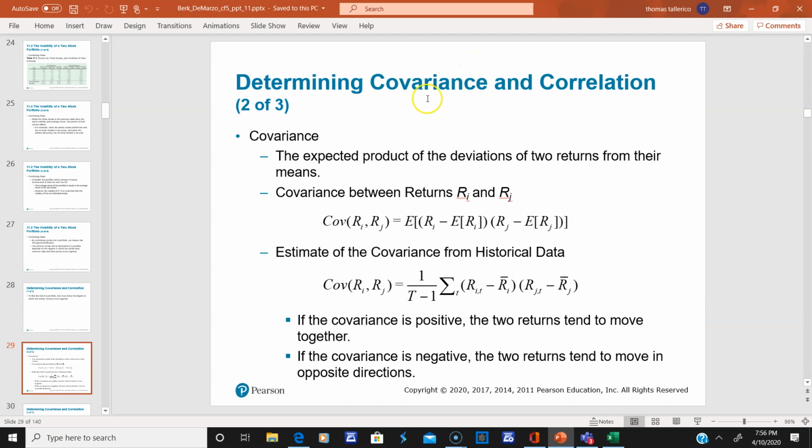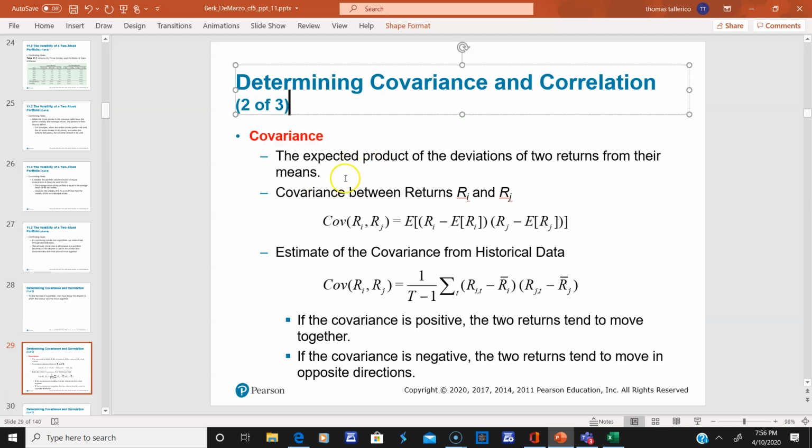All right, so how do we get covariance and correlation? So I'll tell you what. Let me highlight this. All right. Bold.